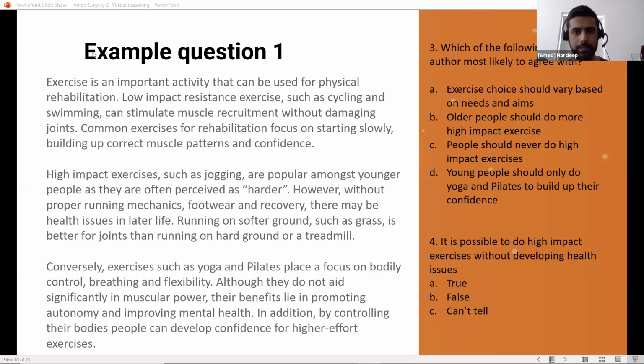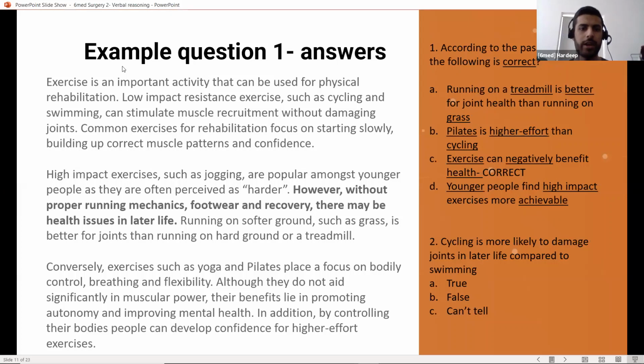Okay, so let's go through the answers. The first part is where the first tip comes in. It's really tempting to read the passage first, but what I would suggest is either go straight to the questions, or if you have to read the passage, just skim it so you know what subject it's on. So you would skim this really quickly and think, okay, it's on exercise, and in your mind you're thinking, this is about exercise.